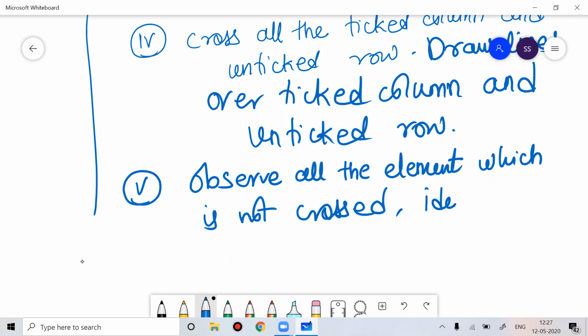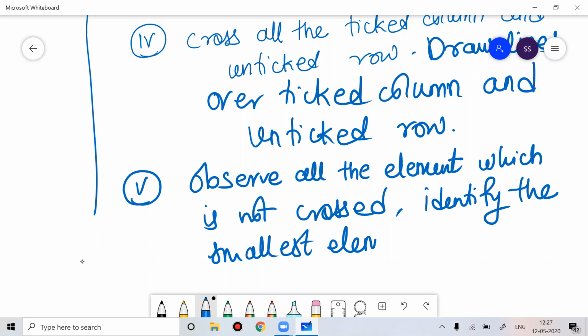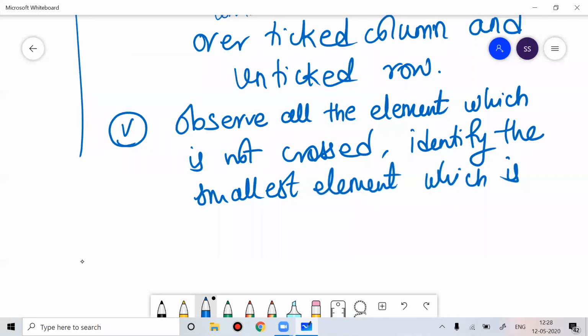Identify the smallest element which is not crossed. Call that element theta.